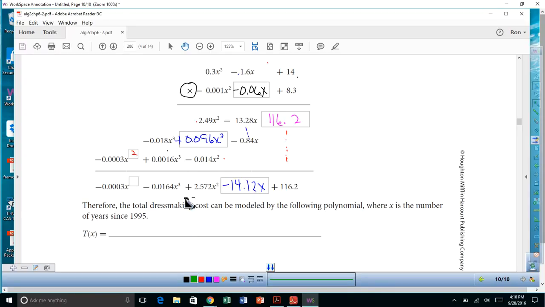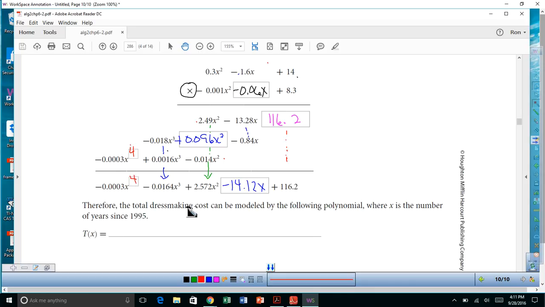Next, we'll add these three items together and bring that answer down here, and that's going to give us 2.572x squared. We'll add these two here together and bring that answer down, negative 0.016x to the fourth. And I put a square here, and I know that's supposed to be to the fourth power. X squared times x squared is x to the fourth.